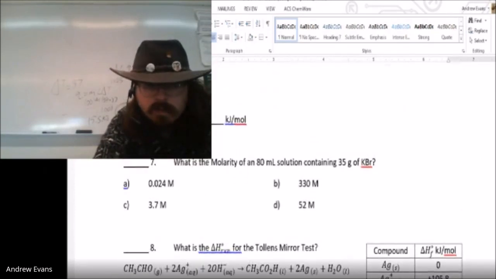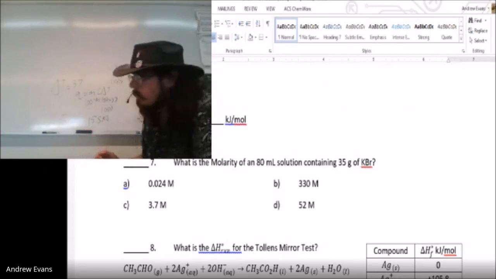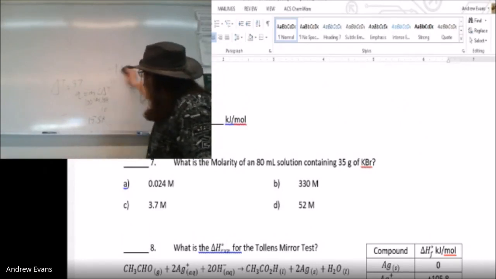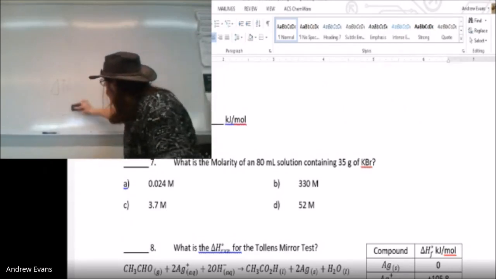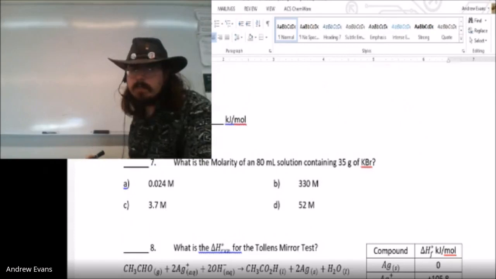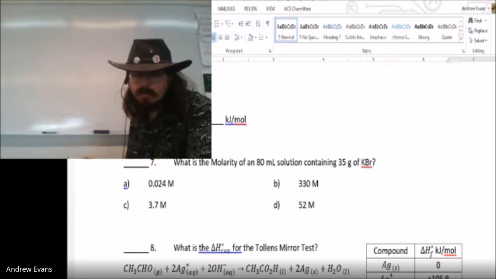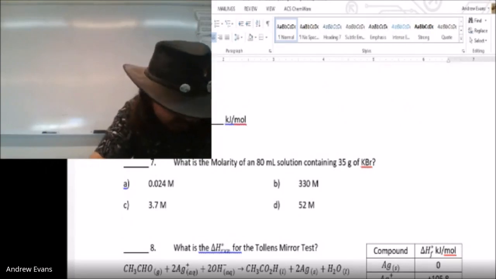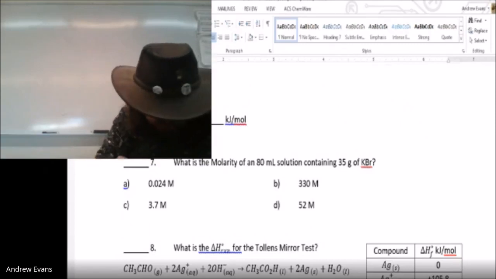Okay, problem 7. Problem 7, pretty standard. What is the molarity of this solution if I use this many grams? So we're going to turn grams to moles to molarity. We need potassium, we need bromine to do this. Potassium is 39.1. Bromine is 79.9.